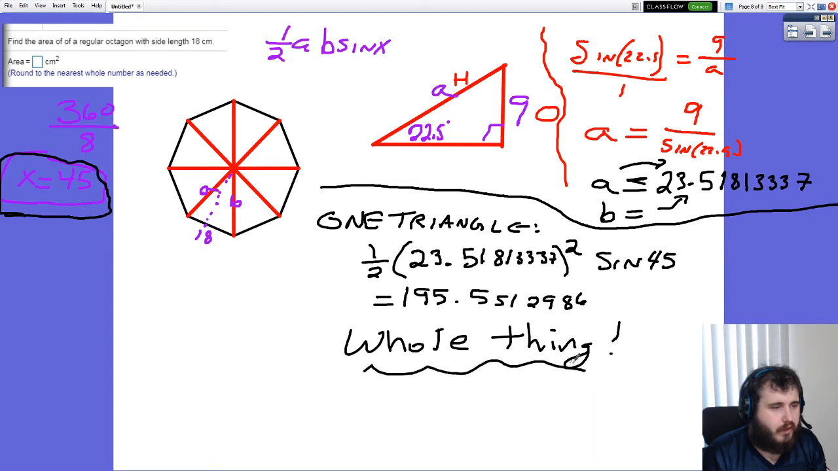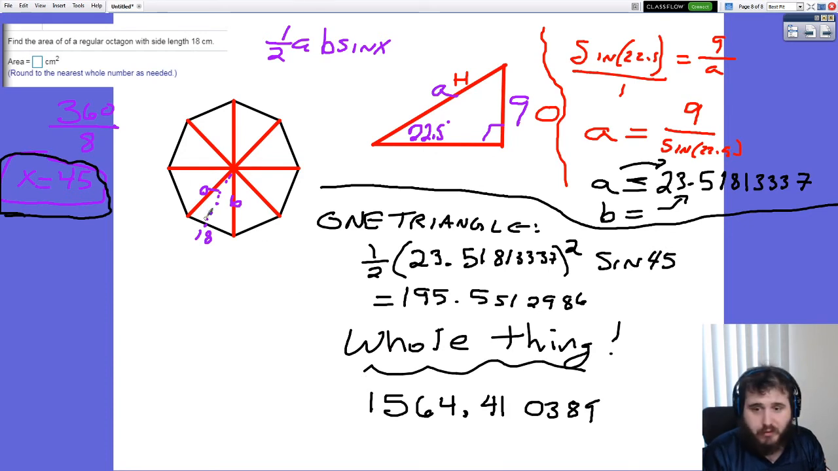I want the whole thing. And the whole thing is 8 triangles. So I'm just going to take this, I'm going to times 8. When I multiply by 8, here's what I get. I get 1,564.410389. And now this is the whole area, right? 1,564.410389.